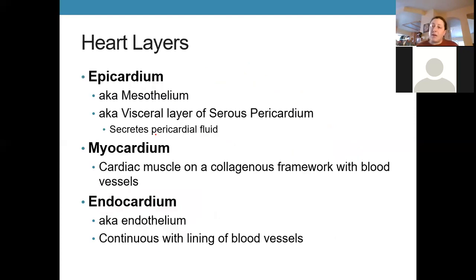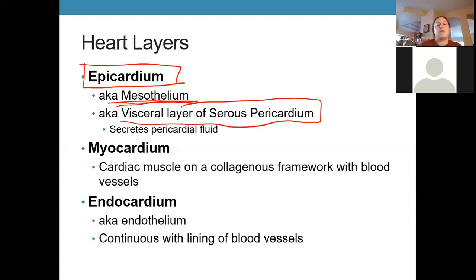So when we look at the heart itself, we see that it is a three-layered structure that is obviously quite hollow inside. And if we look at the very outside layer, it's actually the visceral pericardium. So it has three different names for the exact same layer of tissue. It's called the epicardium as the layer of the outside of the heart. It's also called the mesothelium, although other things are called that as well. And then we also talked about it already as the visceral layer of the serous pericardium, secreting serous pericardial fluid. So all of those things are the same.